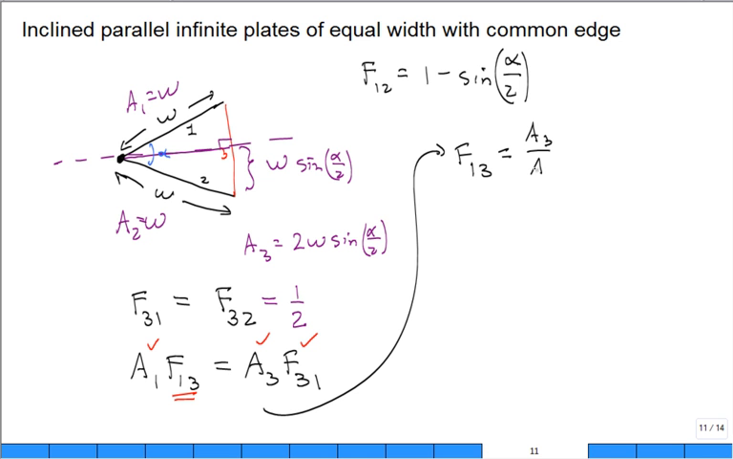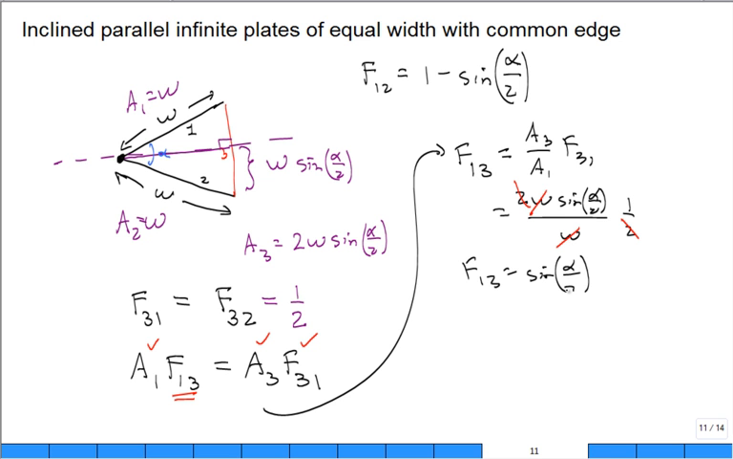Area 3 divided by area 1, view factor 3 to 1. What's area 3? W sine of alpha over 2. What's area 1? W. View factor 3 to 1 is 1/2. Is area 3 2 times W? Oh yeah, 2W. Thank you. Messed up on that. Look at that, you guys are fast at getting that fixed. So the view factor 1 to 3 is sine of alpha over 2.